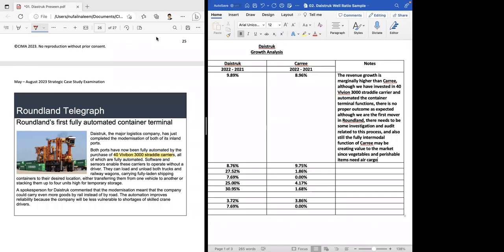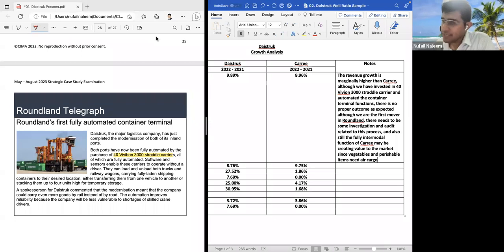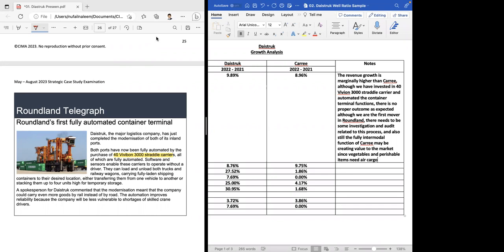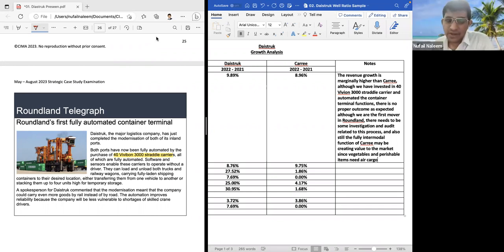I understood your question. Is there any relation between the revenue and this process? I'm going to give the answer for that. If you observe in this industry, students, you need to understand that speed is important. That means how fast you are able to move the logistics. Now that they have invested in this, operational efficiency would go up.